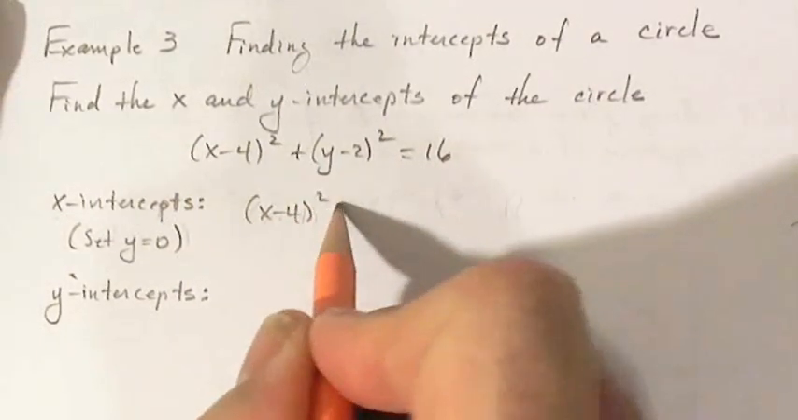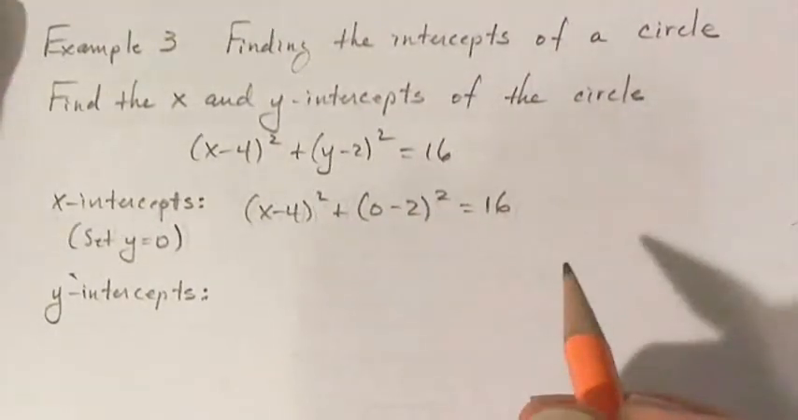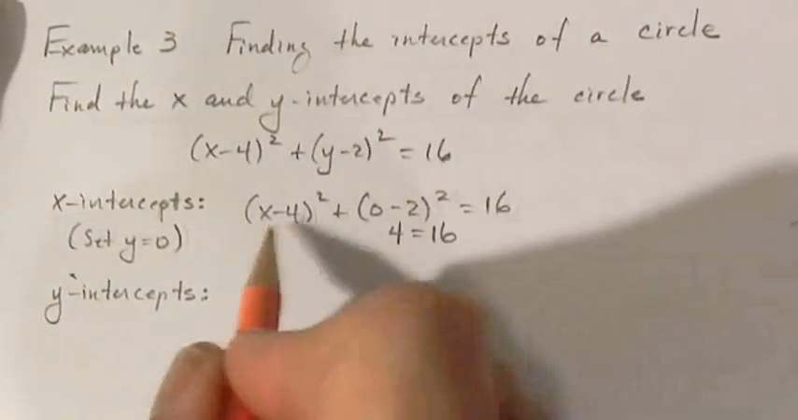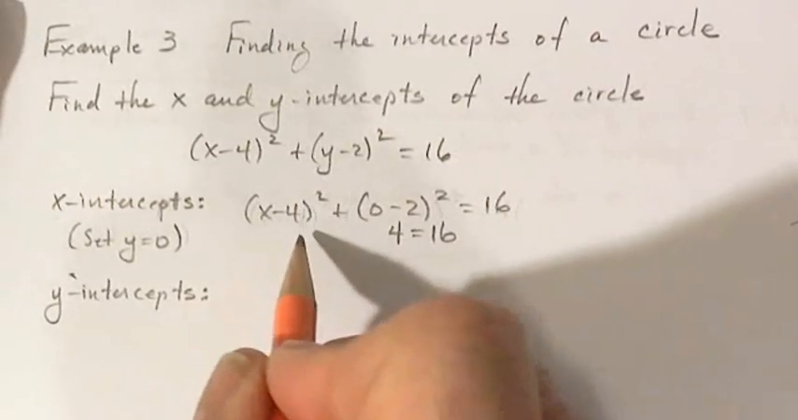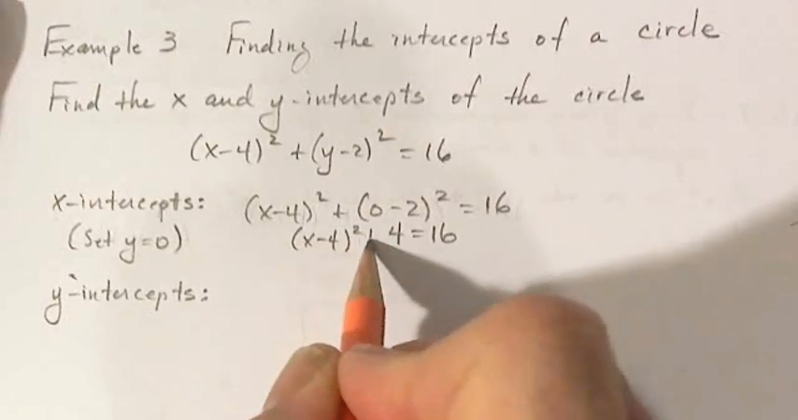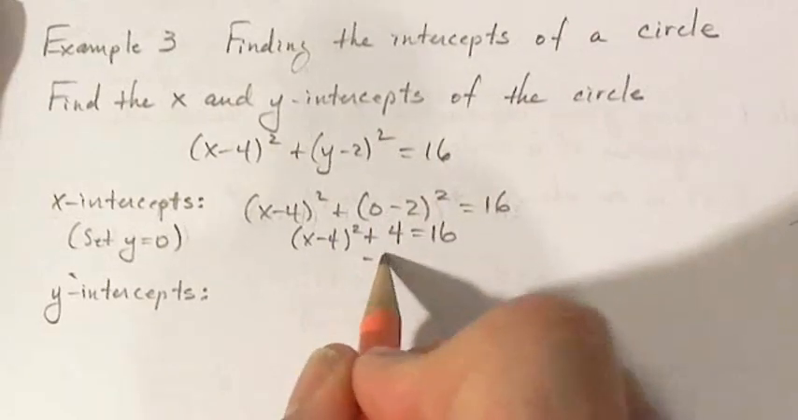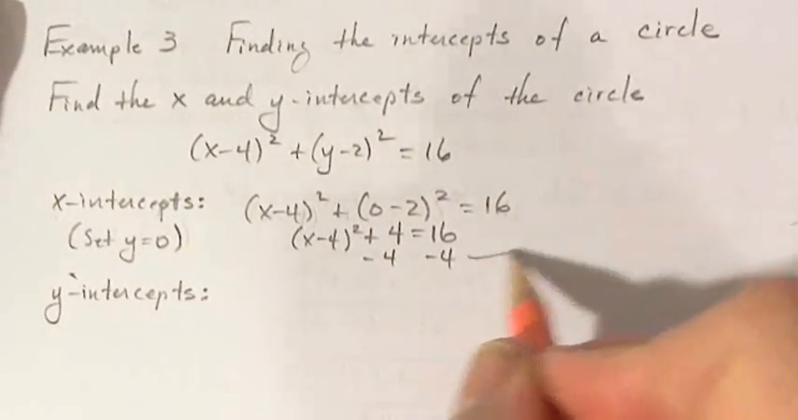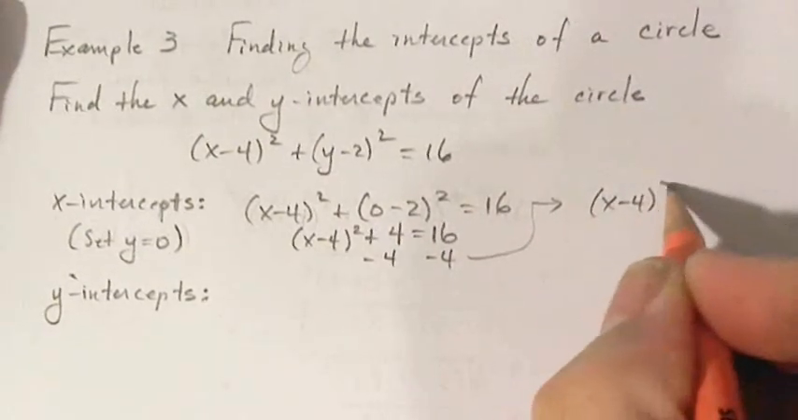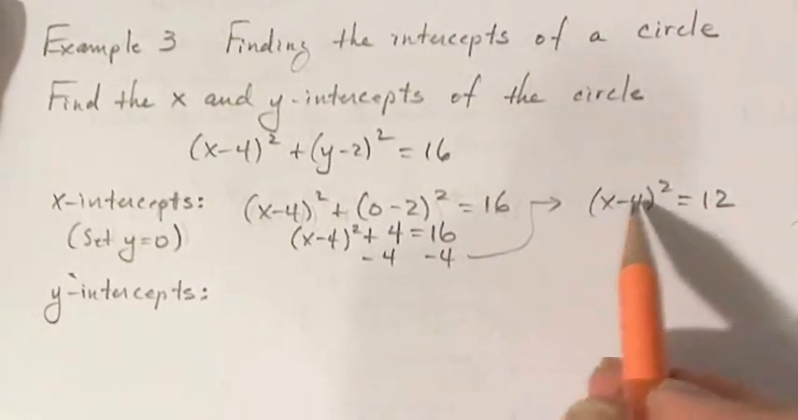x minus 4 squared plus 0 minus 2 squared is 16. So you square the minus 2 to get 4. And you can leave this in squared form because that's going to make it a little bit easier to solve it than if you FOIL it out. So you get to this point and you take away 4 from both sides. And I'm going to bring the calculation up here. You get x minus 4 squared equals 12. And now you might see why I didn't want to square this.